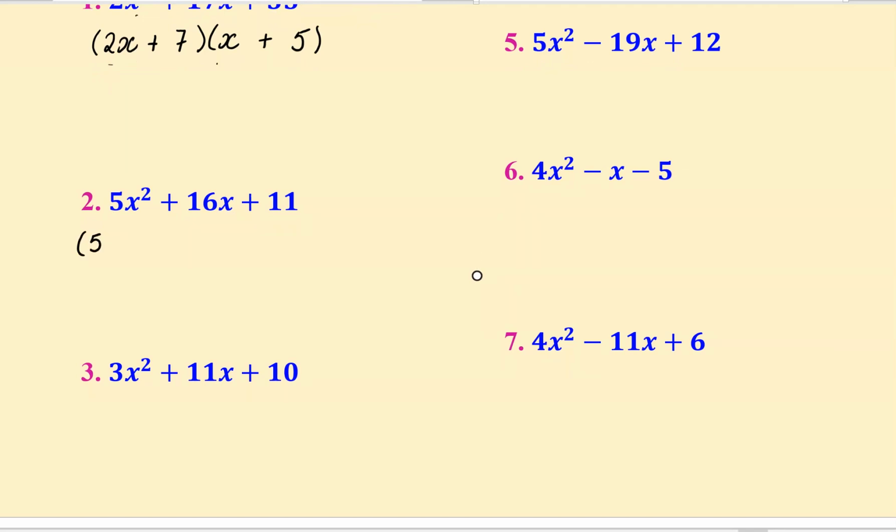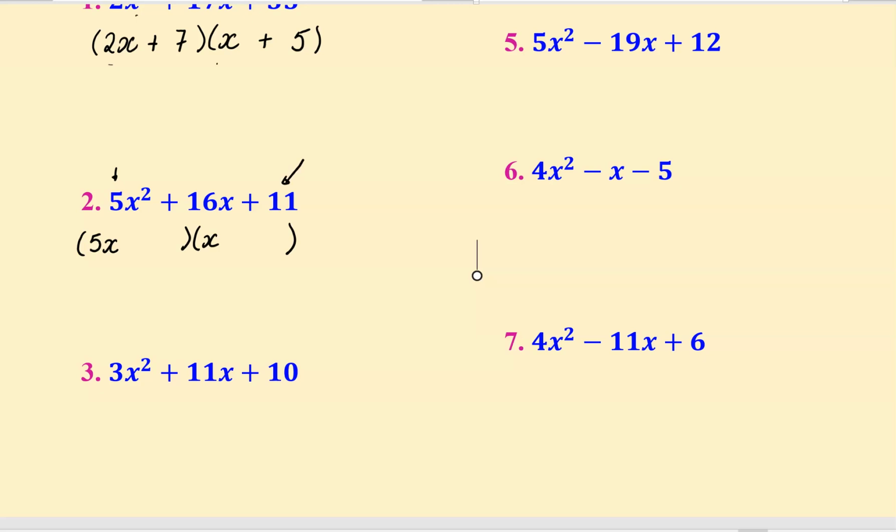So again, there's no common factor of 5 here, so the only way to get 5x squared is to say 5x times x. This is a nice one because the factors of 11 are just 1 and 11. So your choices are, are you going to put the 1 and the 11 here? Clearly no, because you would have to multiply this out and you'll get 55x. And what do we want? 16. So don't bother putting the 11 there. You put the 1, that becomes an 11.